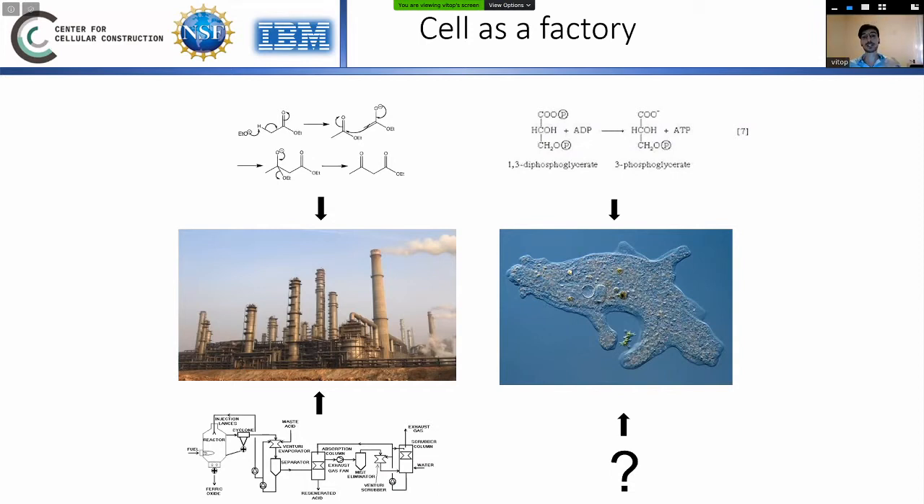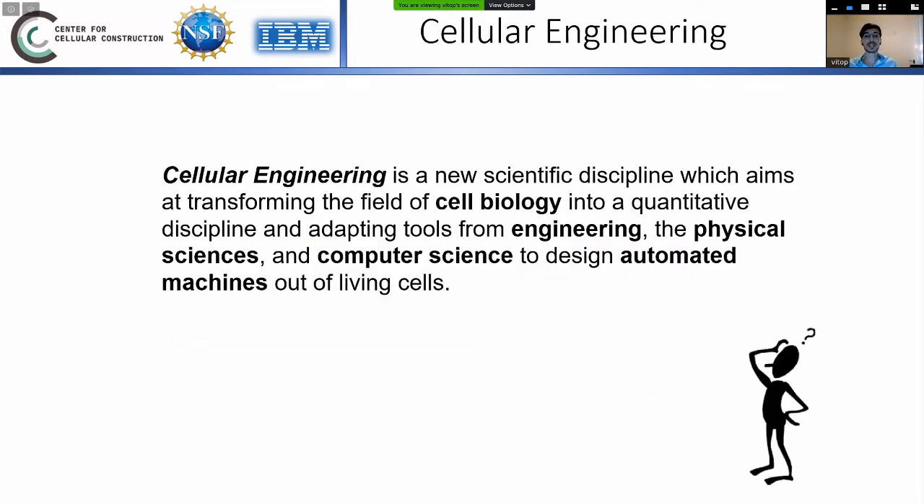Now, cellular engineering aims exactly at this. In fact, cellular engineering is a new discipline which aims at transforming the field of cell biology into a quantitative discipline by adapting and exploiting tools from engineering, physical science, computer science, and of course, machine learning, so that we can design automated machines out of living cells.